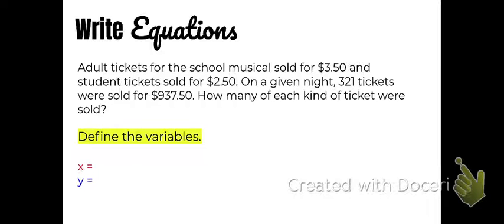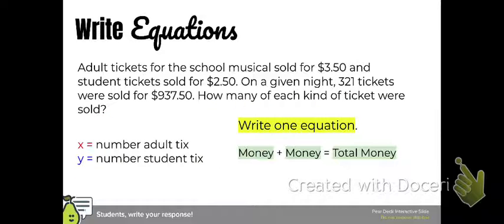So our first step is to define the variables. What don't we know? If you look at the question, it says how many of each kind of ticket were sold. So we don't know the number of adult tickets sold. We don't know the number of student tickets sold. Those will be our variables. Now we need to write two equations if we have two variables.